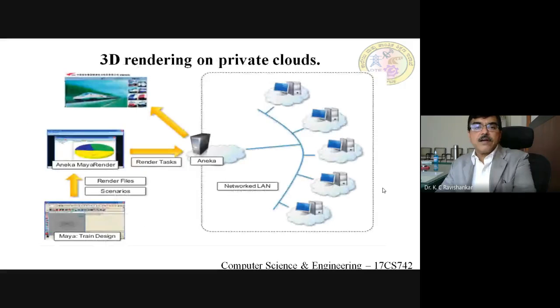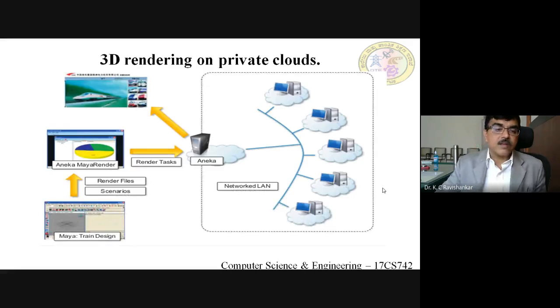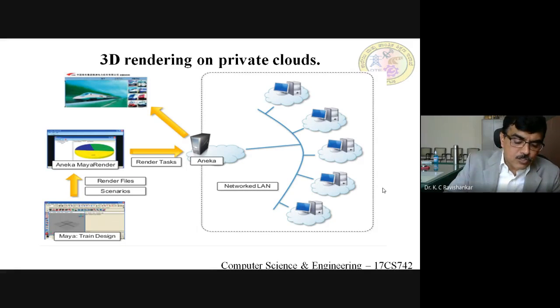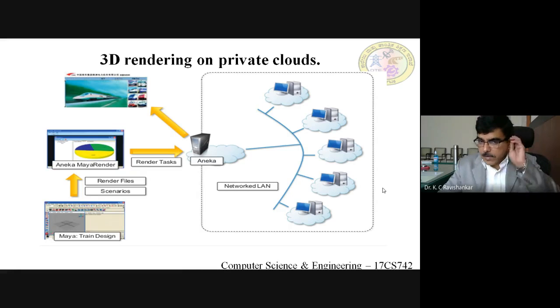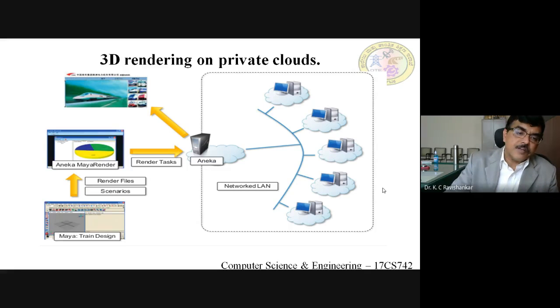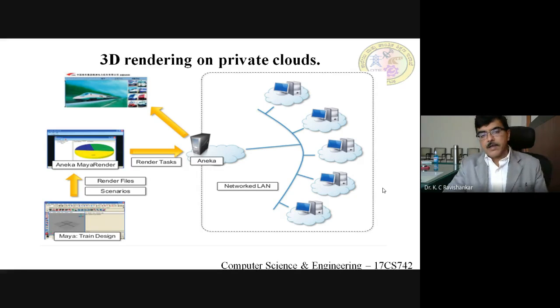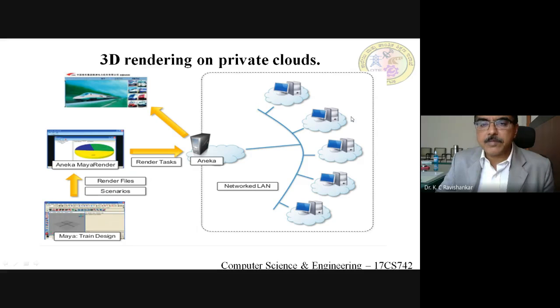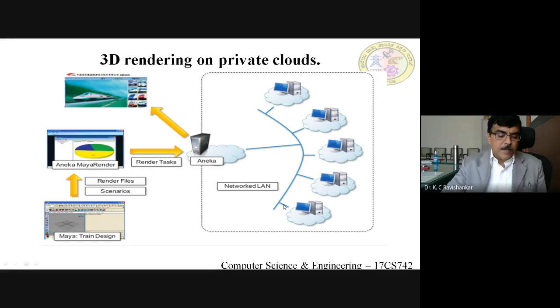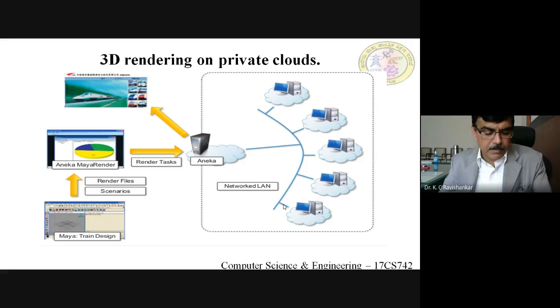So 3D rendering on a private cloud is another example which is given. How do they do it? Multiple image repositories are taken, and those will be sent to Aneka. The rendering task will transfer the images and videos into the Aneka cloud platform, and the network LAN will be there to handle this information, and they handle this image rendering by cloud provisioning.